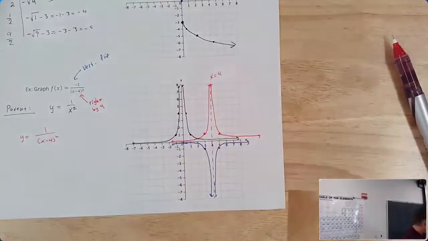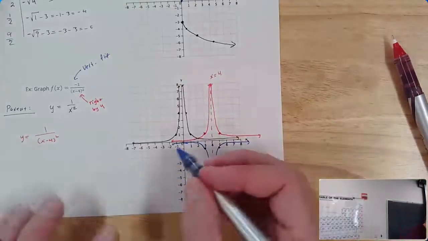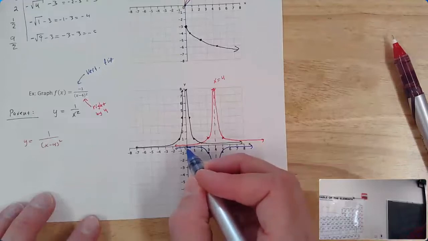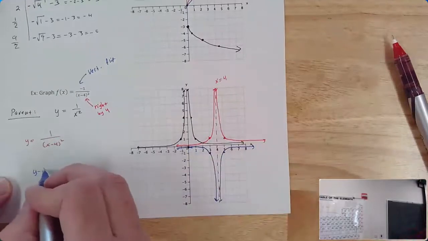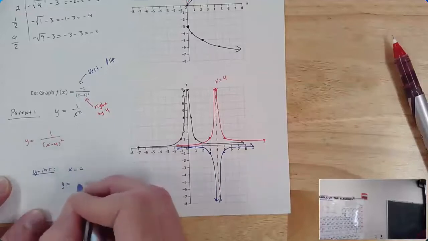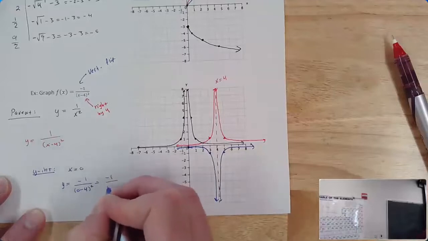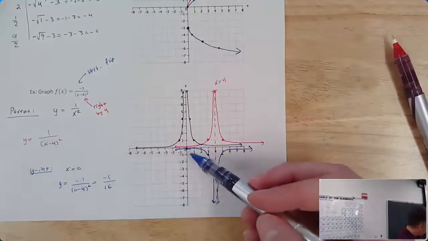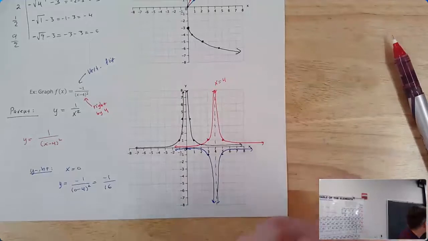So there's basically what the graph looks like. And yeah, there's a y-intercept there. It's not super important, but I'm going to label it anyway. The y-intercept, if I just set x equal to 0, I'm going to get y equal to -1 over (0 minus 4) squared, which is -1/16. So that's the point right there, (0, -1/16).